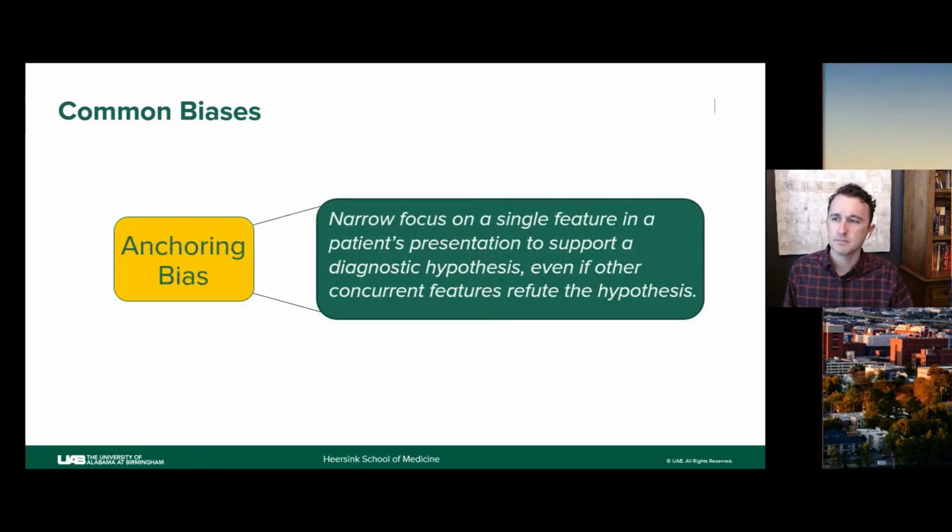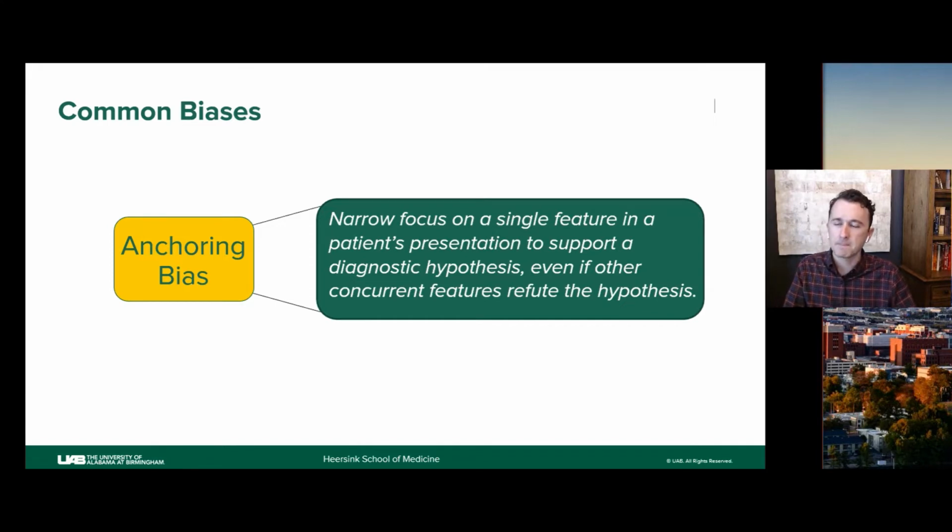All right. Moving on to anchoring bias. This is perhaps one of the most common cognitive mistakes that we make. And that is when you have a narrow focus on a single feature in a patient's presentation to support a diagnostic hypothesis, even if other concurrent features refute this hypothesis.